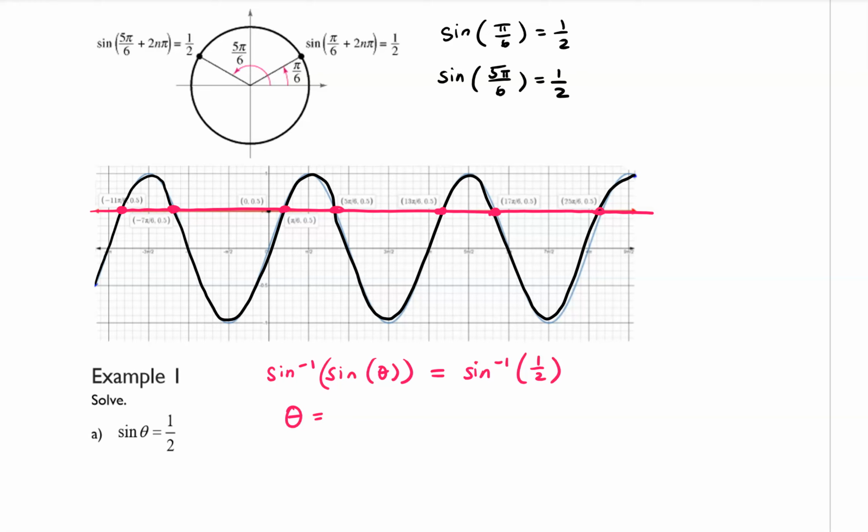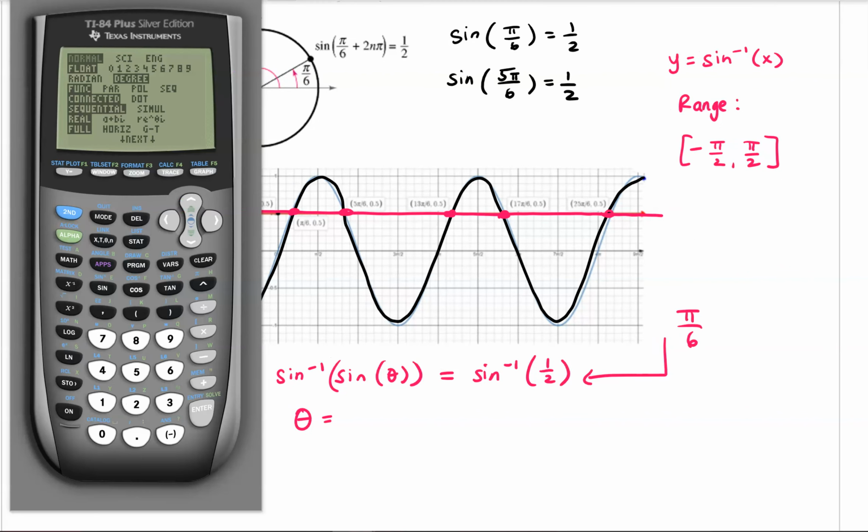Now, this is where we have to be a bit careful, because remember that when we defined the inverse function y equals sine inverse of x, we said that the range of this thing was the values between negative pi over 2 and positive pi over 2. So if you were to plug this into your calculator, what your calculator is going to spit out is pi over 6.